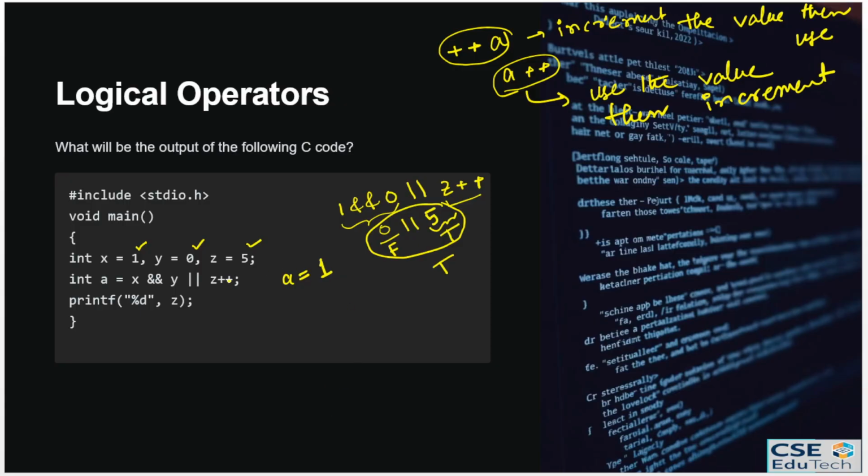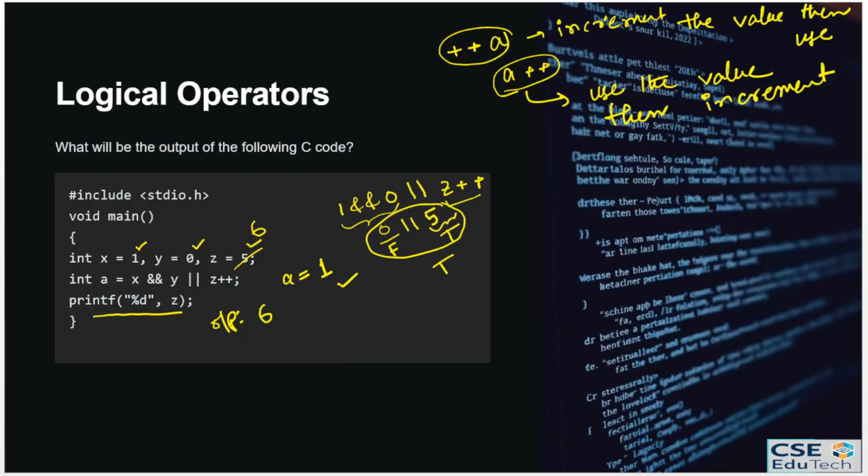Now what will be the value of Z? Once it uses the value 5, then it increments the value, so 5 will be incremented to 6. Now the output of this program: percent d is the control string, and printf is basically a keyword or reserved word. To print an integer, we have to use percent d. Now the value of Z will be printed, and the output is 6. And if we print the value of A, it will be 1. So this is one example of the logical operator.